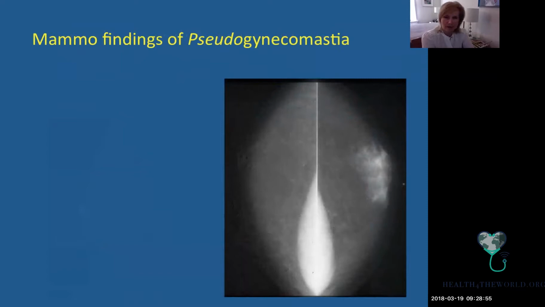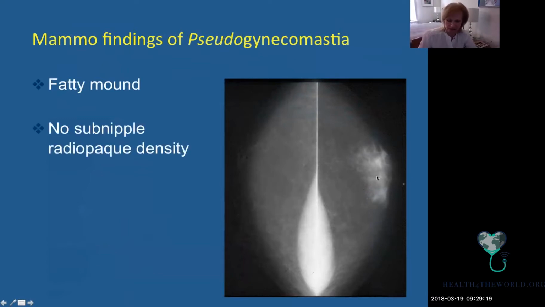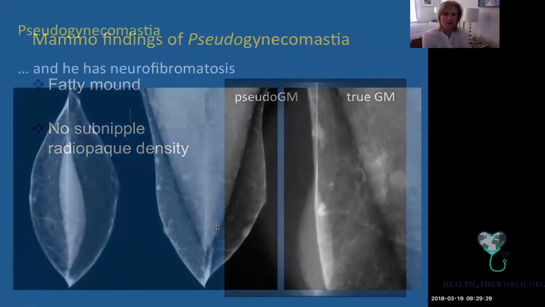Now we're going to talk about the mammographic findings of gynecomastia and pseudogynecomastia. So we'll start with pseudogynecomastia first. Remember that pseudogynecomastia is not true gynecomastia, but we see just fatty proliferation. So we see a fatty mound of tissue, like in this breast, just dark fat, no subnipple density. The subnipple density we see on this side, where there's true gynecomastia. But we can just talk about pseudogynecomastia on this side. So there you see a nice contrast.